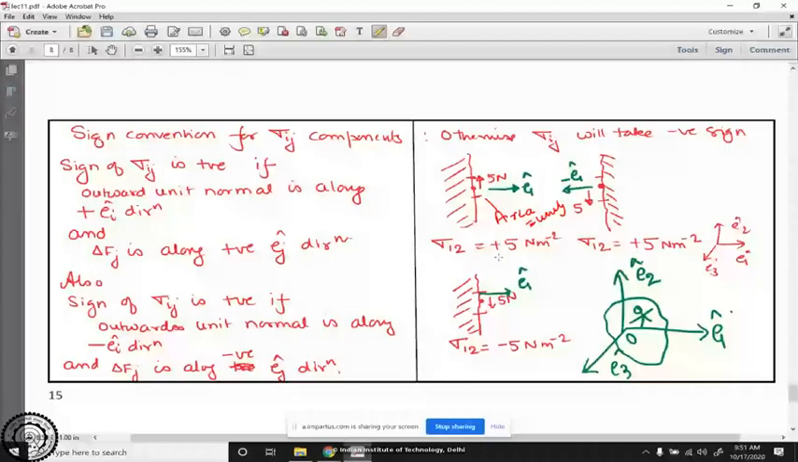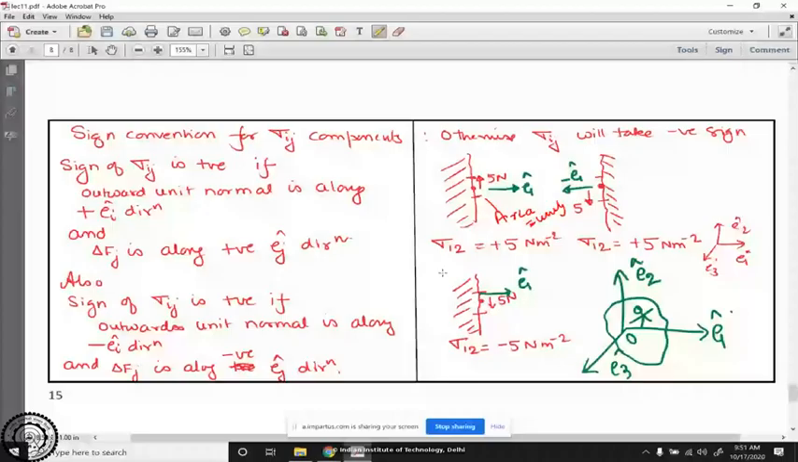Now consider this situation in which you have focused on the right part of the fluid. If you focus on the right part of the fluid, then the outward unit normal is actually along minus E1, because you are referring to the same coordinate system. That doesn't change. And if the component of the force that we are focusing on is in the minus E2 direction, the component of force is in the minus E2 direction, the area normal is in the minus E1 direction, you still keep the sign of sigma 12 as positive. That's what I was trying to say here on the left hand side of the slide.